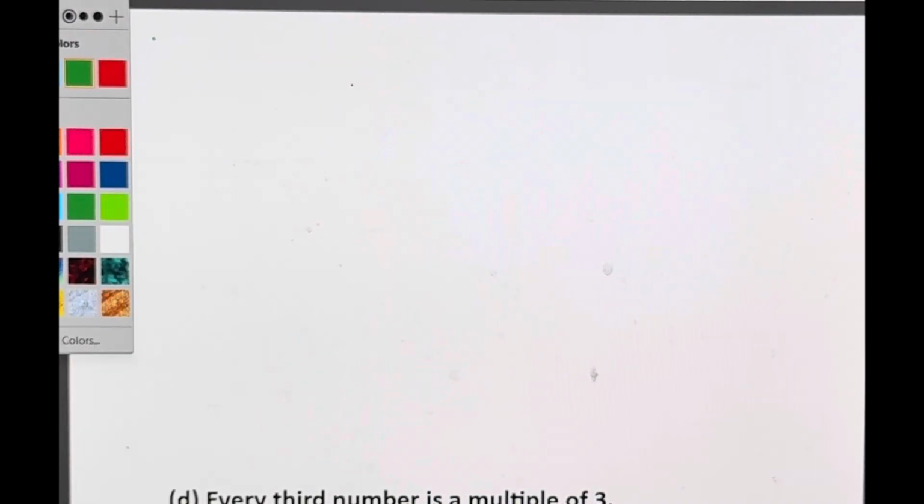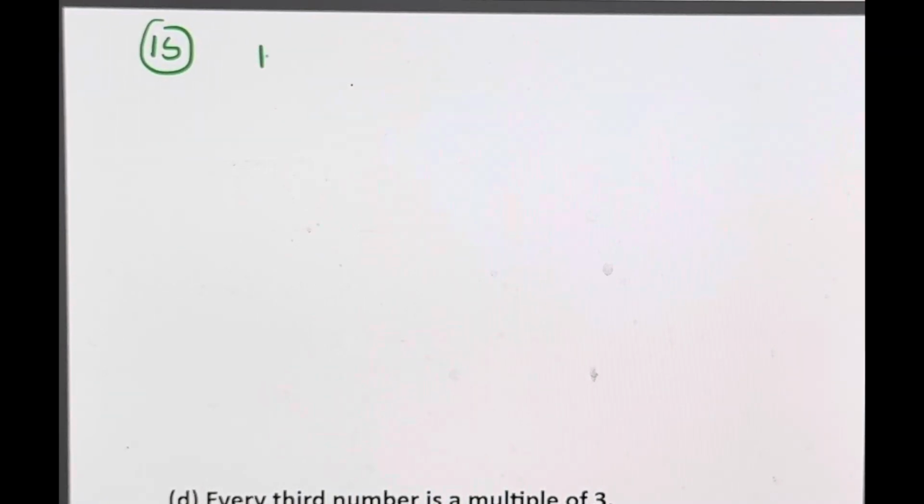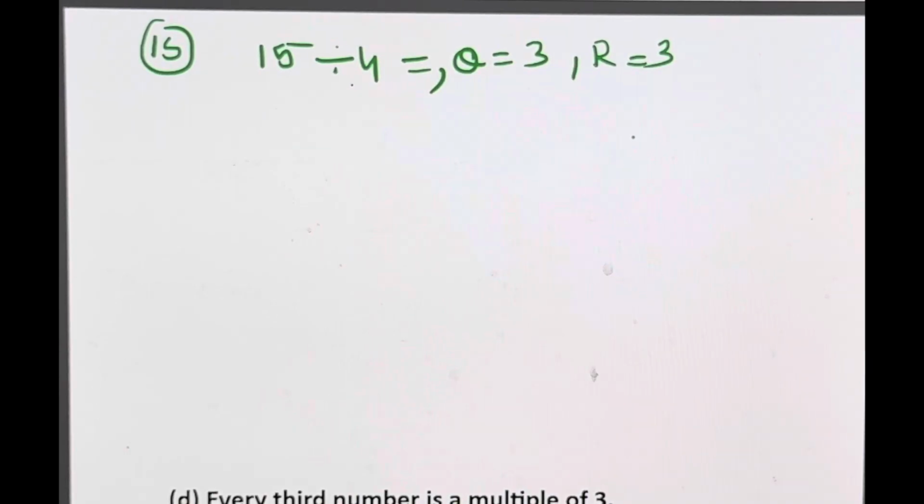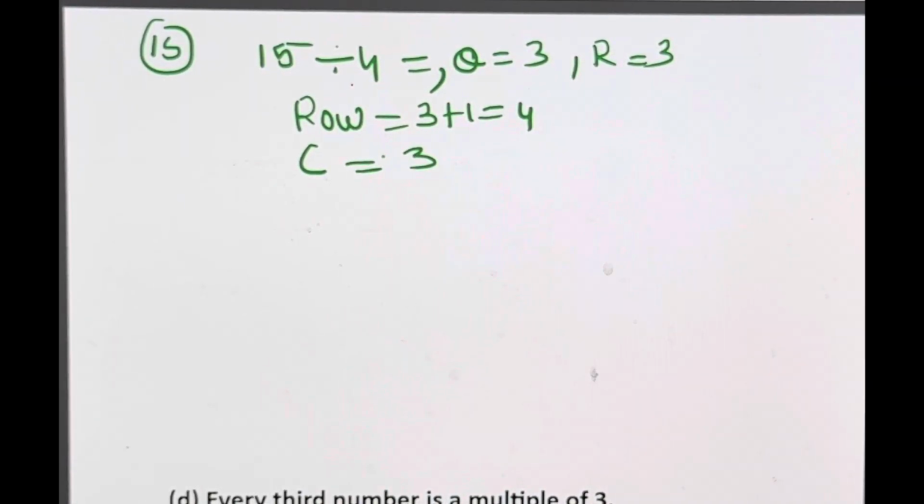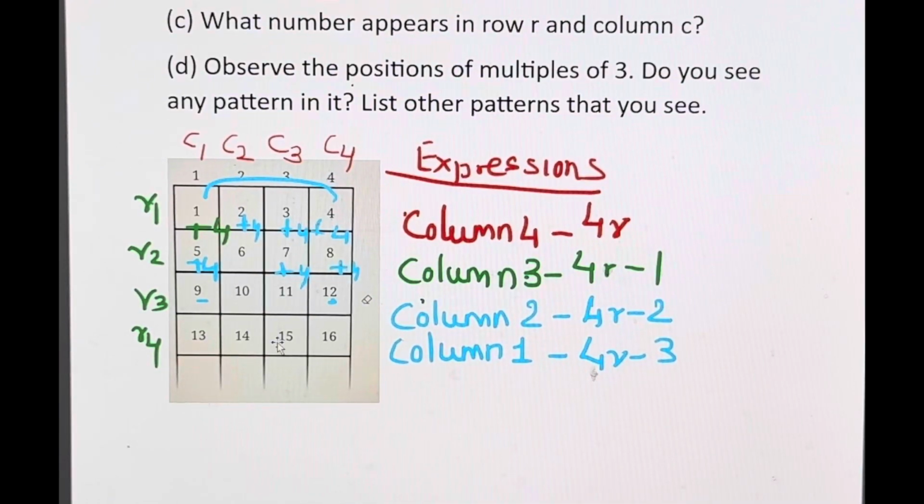Now let us take 15. Number 15 is divided by 4. 4 3s are 12, so the quotient will be 3 and the remainder will also be 3. Now how to find the row? Again you have to add 1. 3 plus 1 will be 4, and the column will be the remainder itself. So row 4 and column 3. Check 15 here: row 4 and column 3.